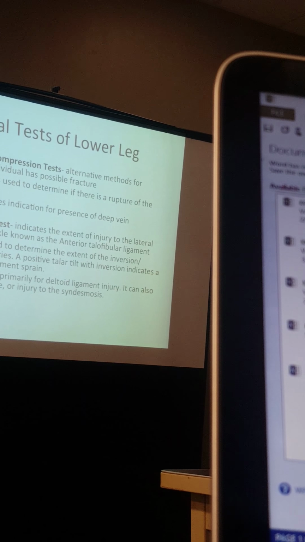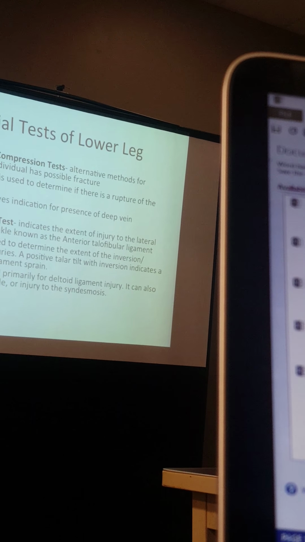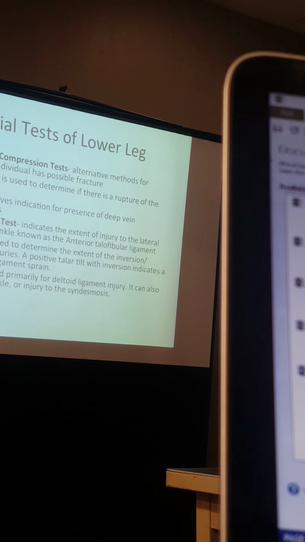Okay, could I have a volunteer, because I'm going to show you some special tests.